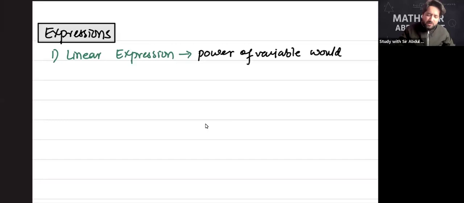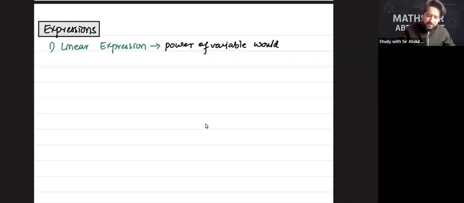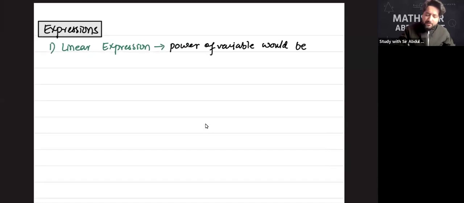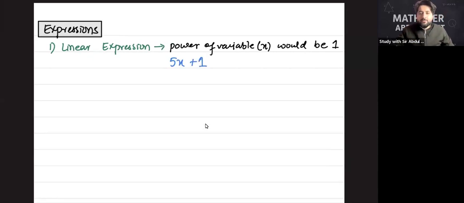I know that we have a lot of definitions related to linear expressions, but I will try my level best to make it easy for all of you. The power of the variable, for example x, would be 1. For example, I want to make a linear expression here. So a linear expression is, let's suppose, 5x plus 1. Yes, this is a linear expression because the power of x is 1. If you have a linear expression, you definitely have a linear equation.